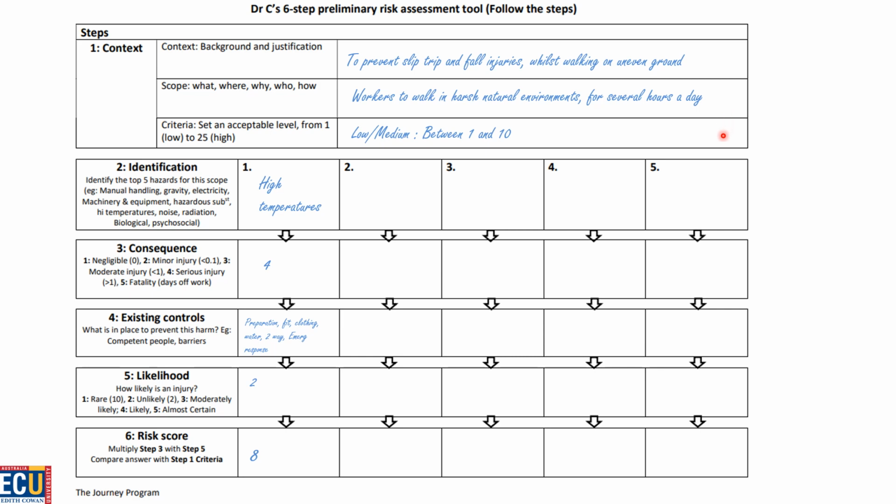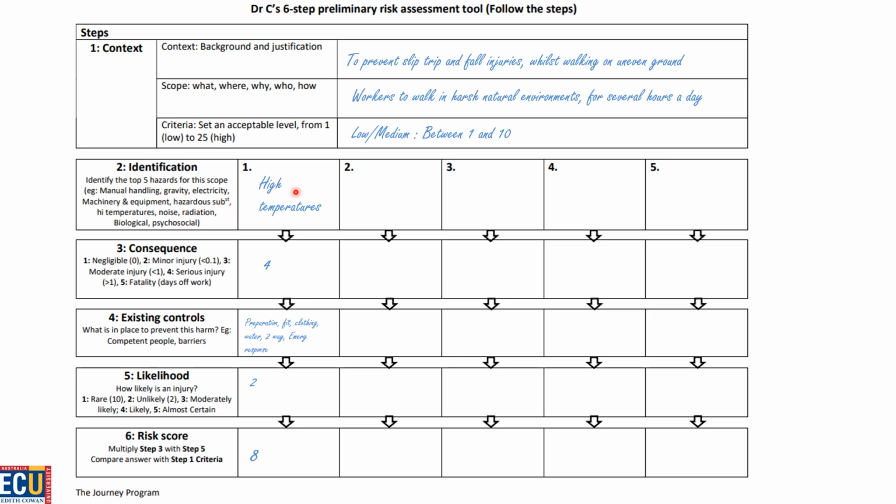And we've set a criteria. In this case, it's a very broad criteria between 1 and 10, low and medium. So maybe we just don't have a very good idea of how this is going to work out. But we set that criteria so that we can compare against it in our final step.